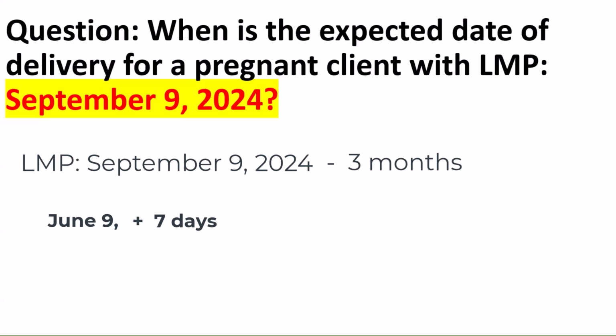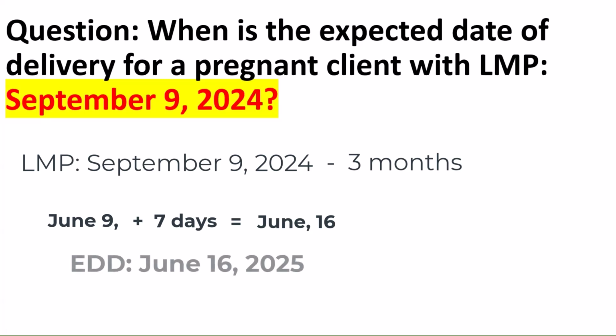Plus 7 days. So what would that bring me to? September 9 plus 7, that should be 16. So then the expected date of delivery, expected birth date, will be June 16th, 2025. Please, how many of us got that?